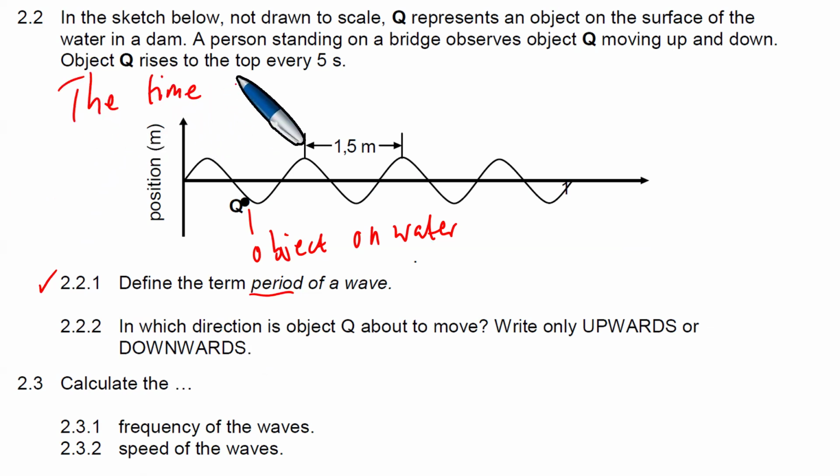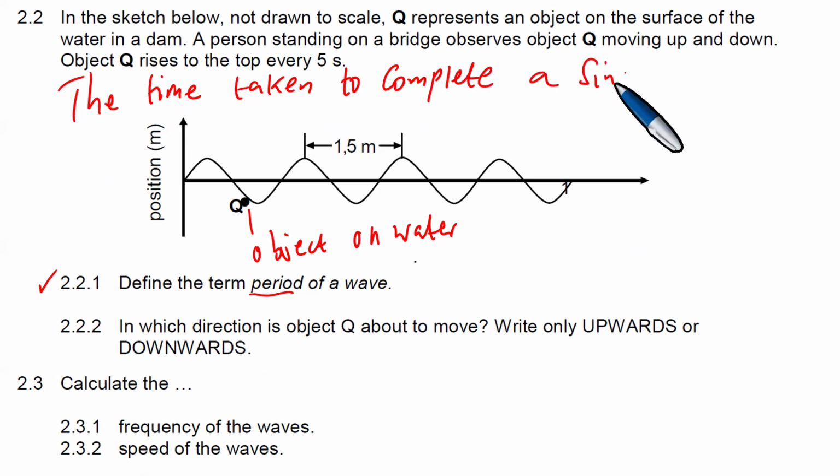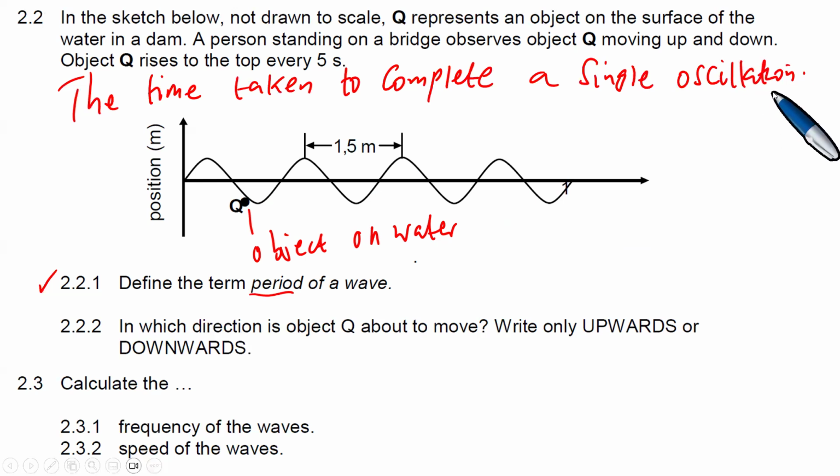We refer to the time taken to complete a single oscillation. This is called a period. Period means the time taken to complete a single oscillation. That is a period. Okay, next question.